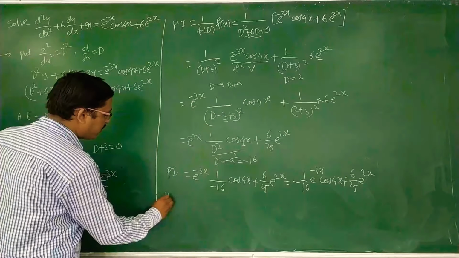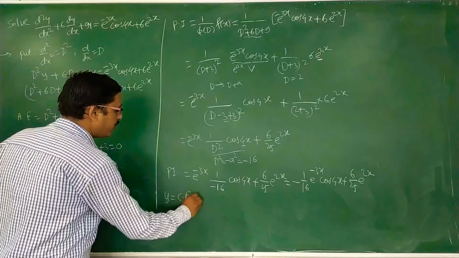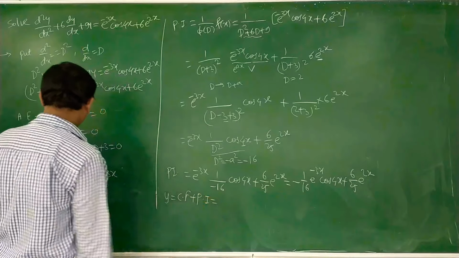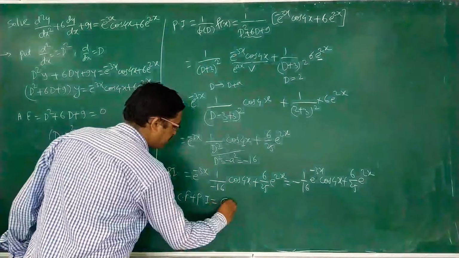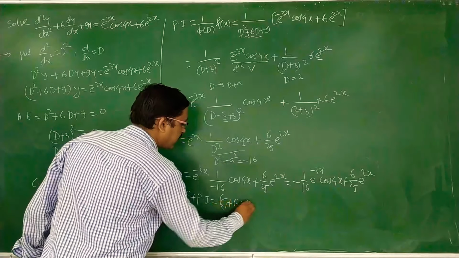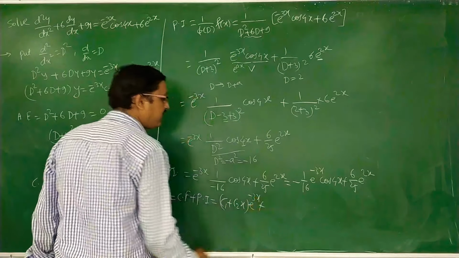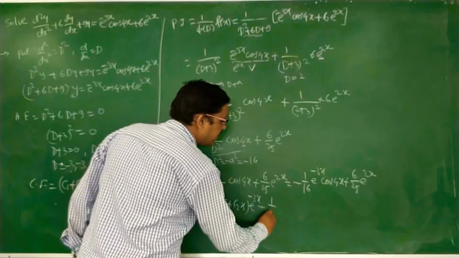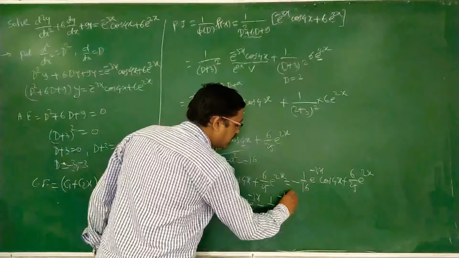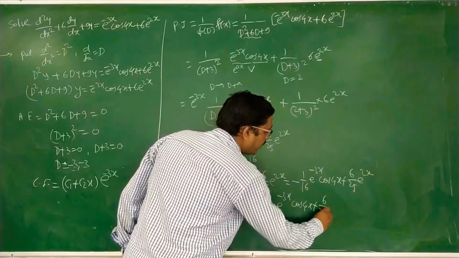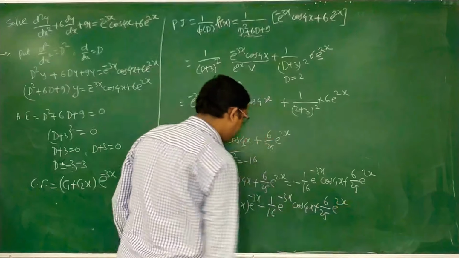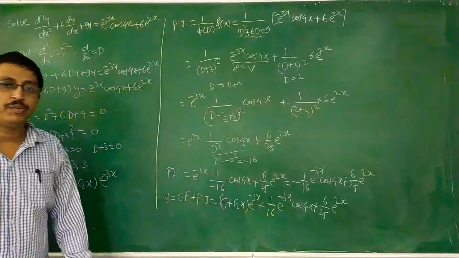Therefore, the general solution is given by y = CF + PI. The value of CF is (C1 + C2x) e^(-3x), plus PI, which is -1/16 e^(-3x) cos 4x + 6/25 e^(2x). That is the final solution for the given differential equation.